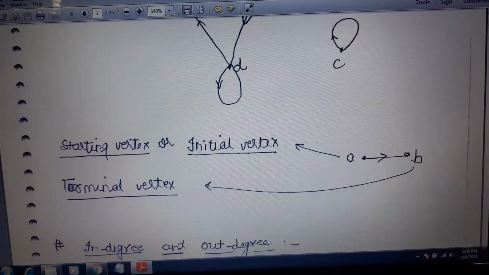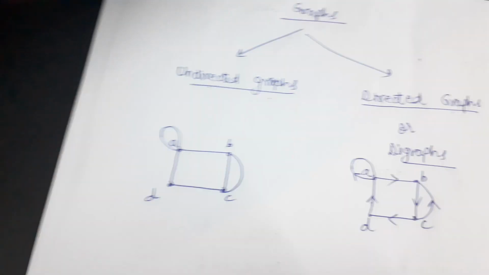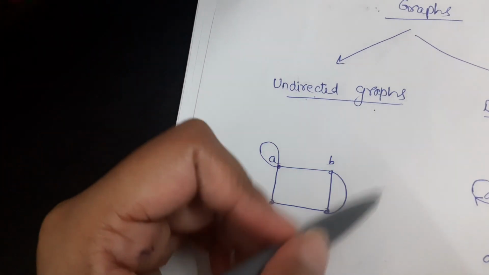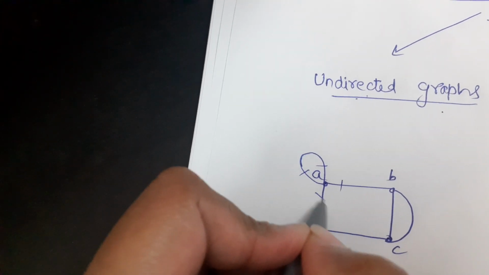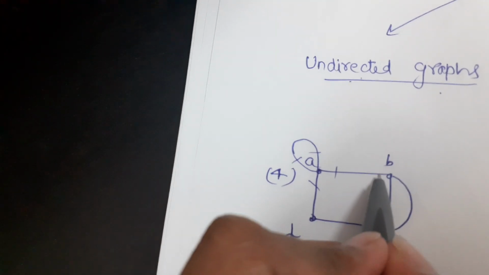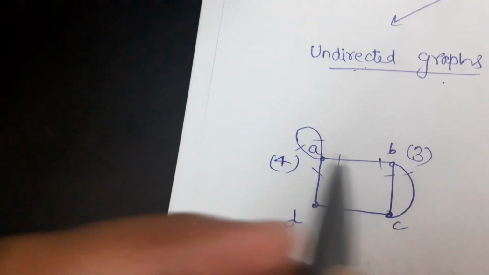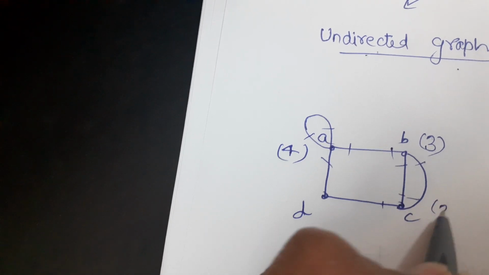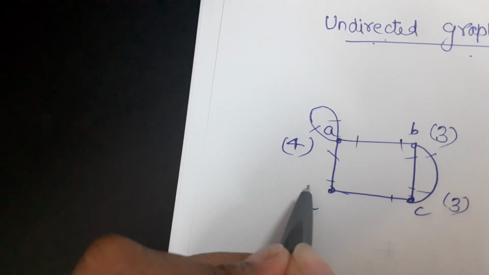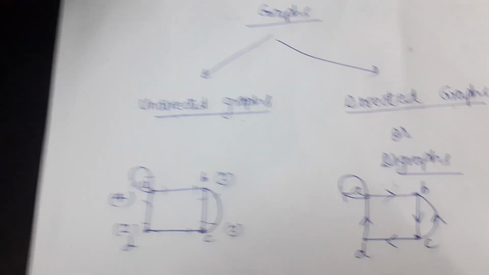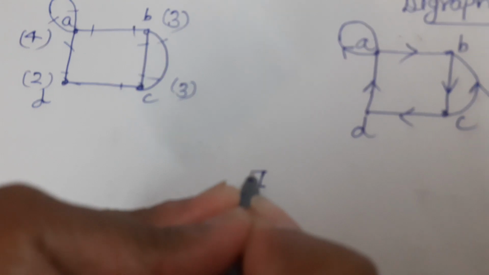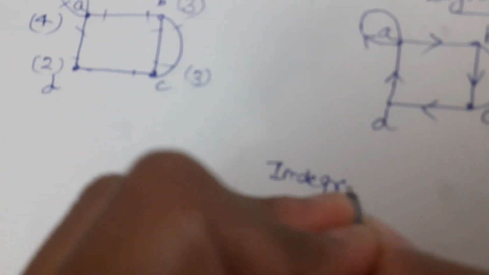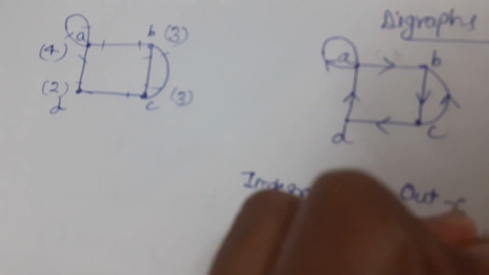Next comes our topic, degree of a vertex. We learned in the topic undirected graph that degree of A is all the edges incident to it. So degree of A is 1, 2, 3 and 4. Degree of B is 1, 2 and 3. Degree of C is 1, 2 and 3. And degree of D is 2. But when we come to directed graph, we have two types of degree: in degree and out degree.